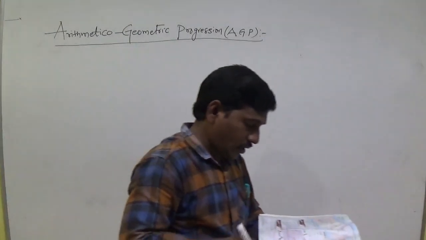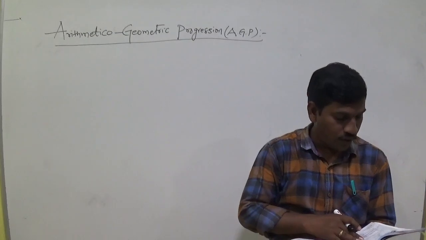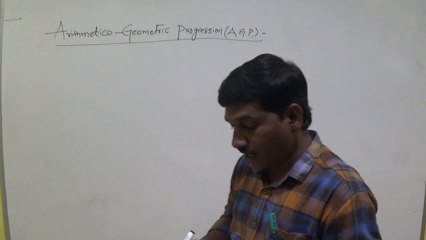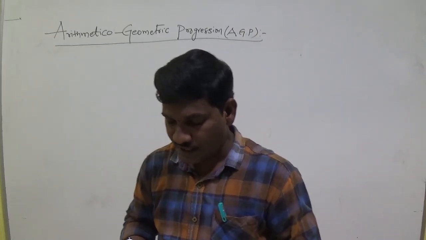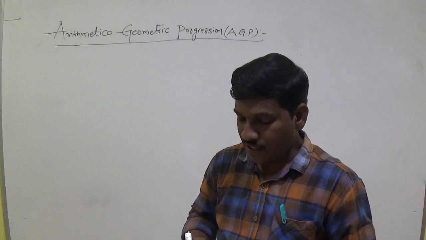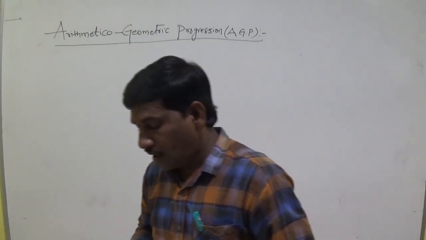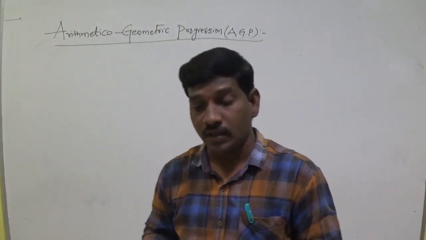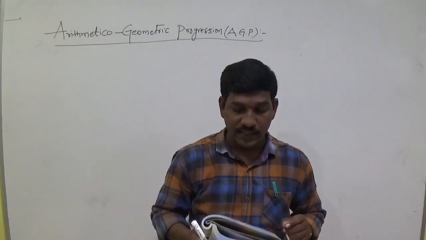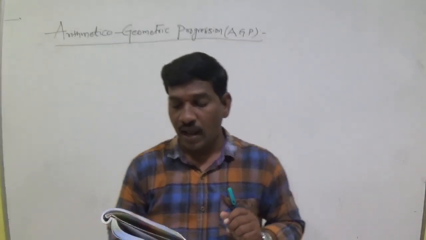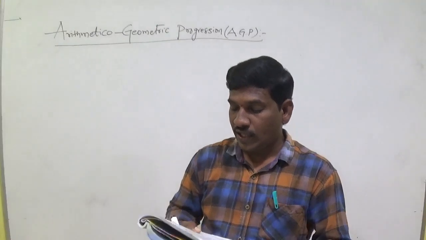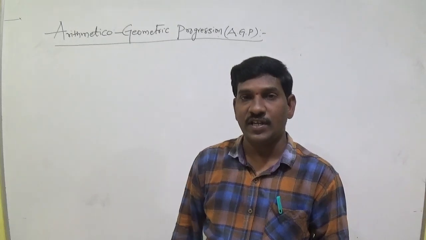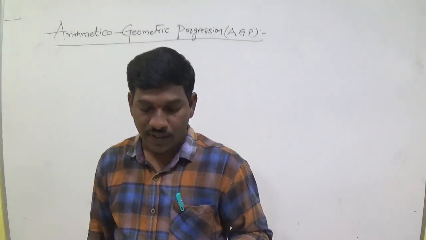Okay. In Handsheet 4, the first sum is: find the sum of the infinite series 1 minus 3x plus 5x square minus 7x cubed, and so on, where mod x is less than 1. So what is the sum? We have to calculate S infinity.